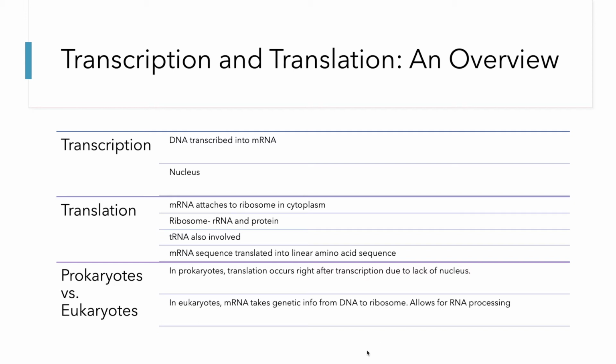In prokaryotes, there is no nucleus, so DNA is not isolated from ribosomes, allowing for translation to take place immediately after transcription. However, in eukaryotes, the intermediate molecule mRNA is required to take the genetic information from DNA to the ribosomes outside the nucleus. Although the process is slower in eukaryotes, RNA processing can take place due to the spatial segregation of DNA and ribosomes.